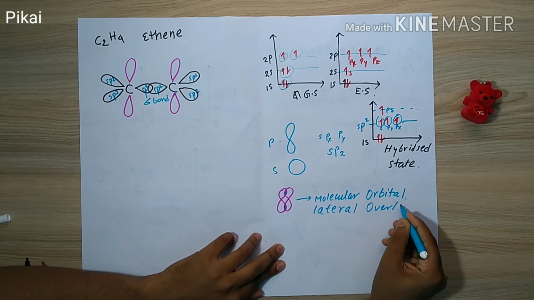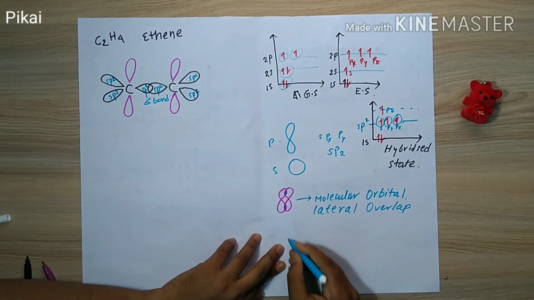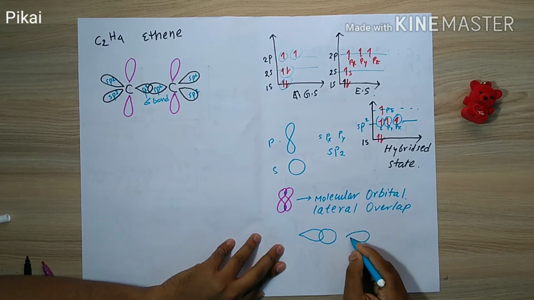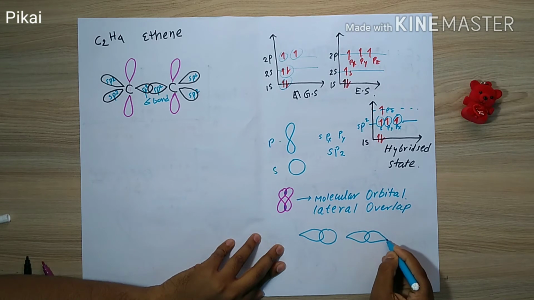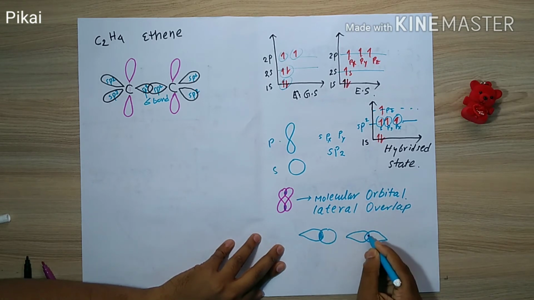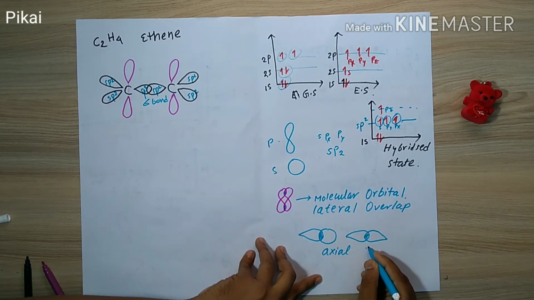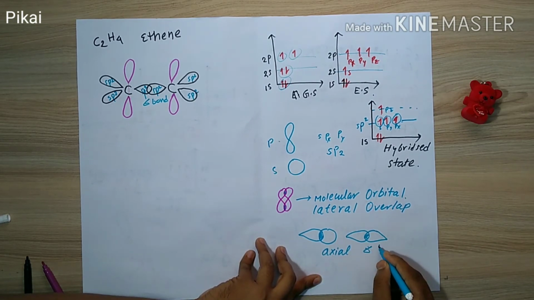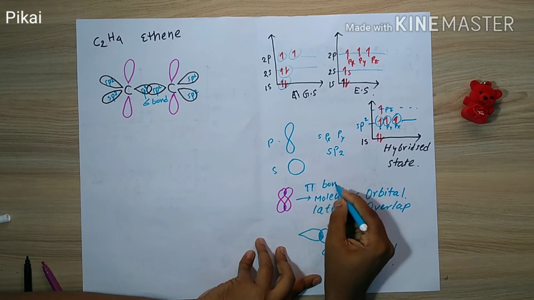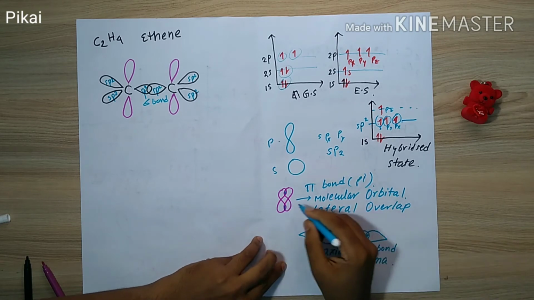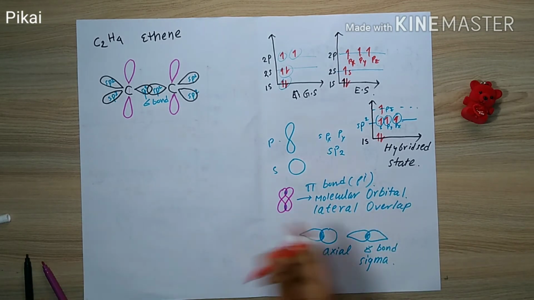So this overlapping is also called lateral overlapping or sideways overlapping, and the head-on overlapping that I told you about earlier is called the sigma bond. It can be between s-s, p-s or p-p orbitals, but it is head-on. It is a head-on overlap, you can say, and this is called axial overlap, and this is called a pi bond, the lateral overlapping of p orbitals.